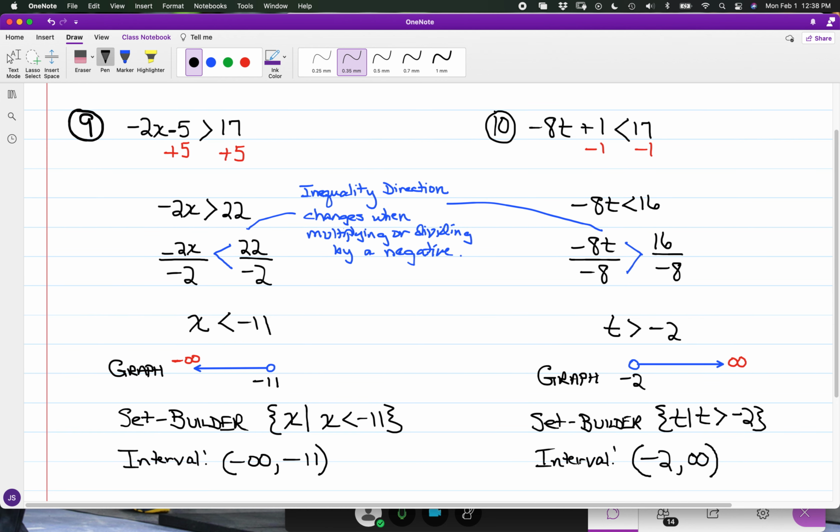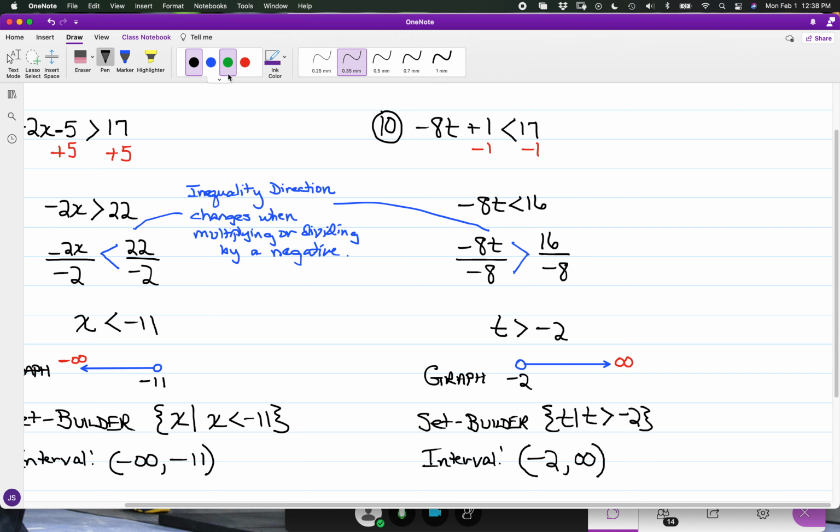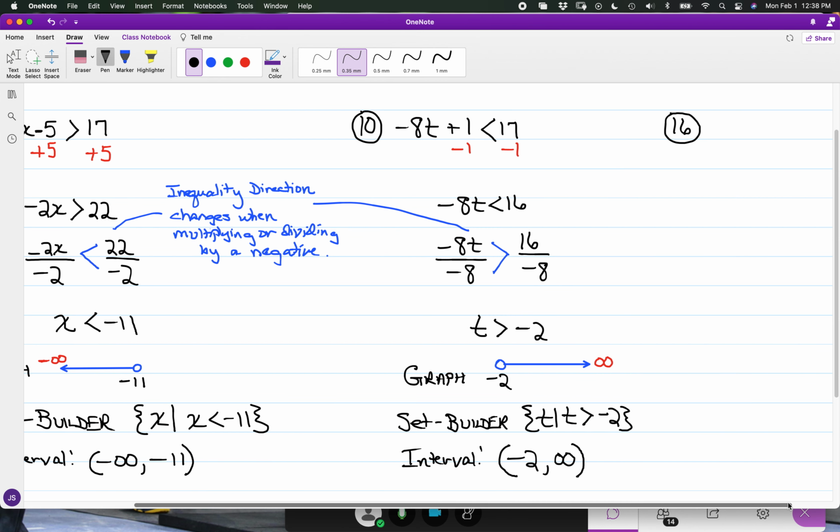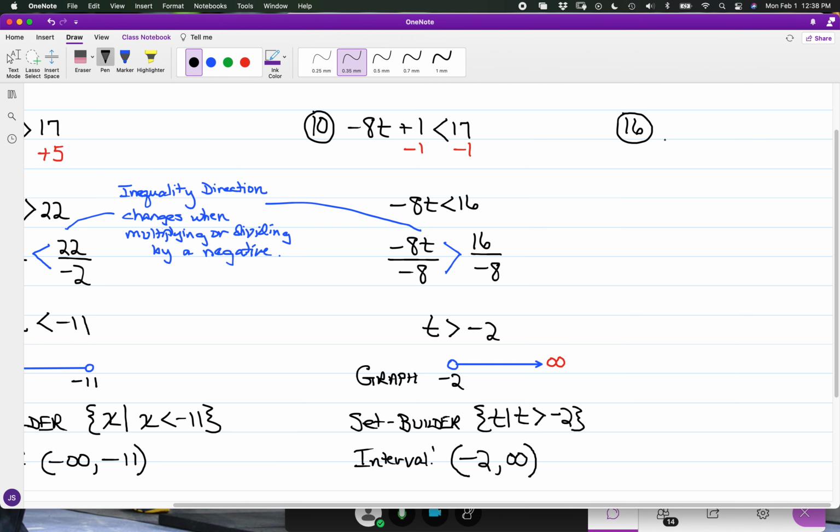Okay, now for what we have for number 16, this time we're looking at solving for the variable m, and the expression in the variable is now going to be on the right hand side of the inequality. So we have that negative 14 is less than 3 times the quantity of m minus 7, followed by the addition of 7.